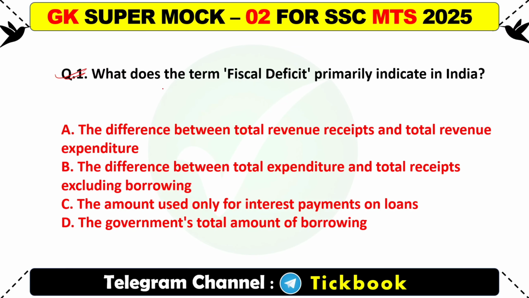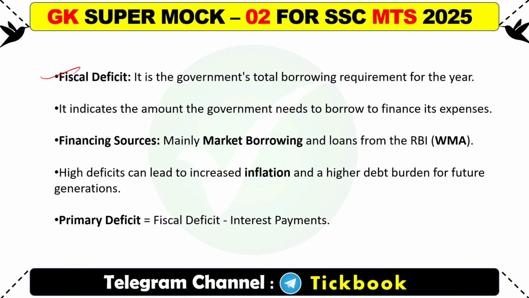So the question number 1, what does the term fiscal deficit primarily indicate in India? Option number B, the difference between total expenditure and total receipt excluding borrowings. Fiscal deficit is the government's total borrowings requirement for the year. It indicates the amount the government needs to borrow to finance its expenses. Financing sources, mainly market borrowing and loans from the RBI.